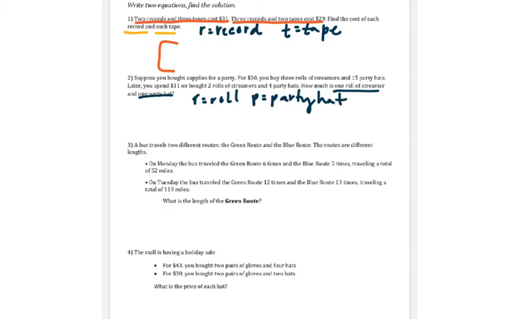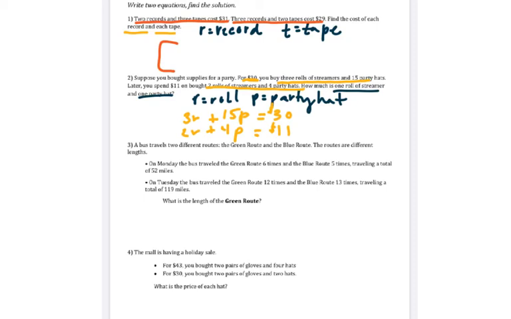So in this one, it gave us our total in the front, but that's okay. You still write it like normal. 3 rolls of streamers plus 15 party hats costs $30. I want for your money to be in the back, so that way it's easier to type it in. Then it says 2 rolls of streamers and 4 party hats costs $11. Now you can type that in and see what you end up with.